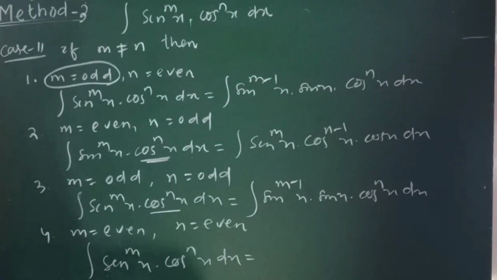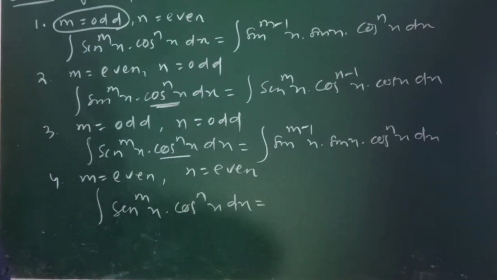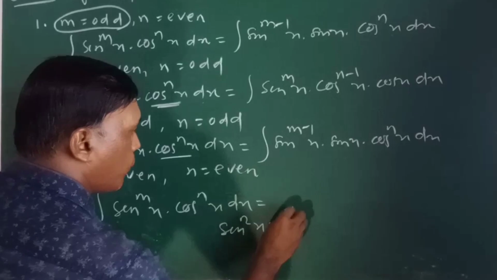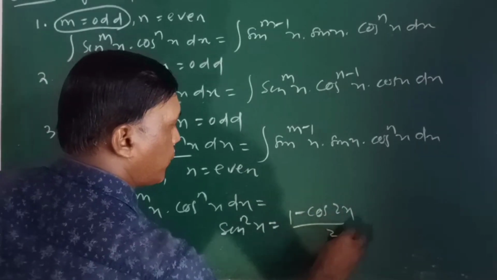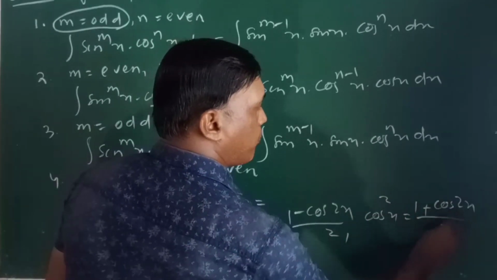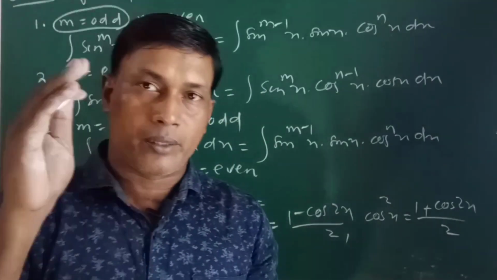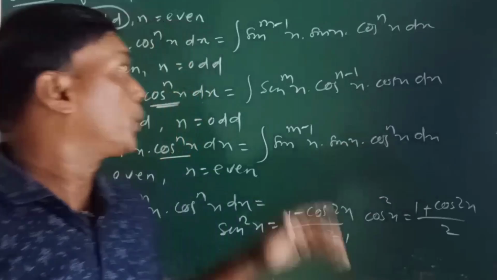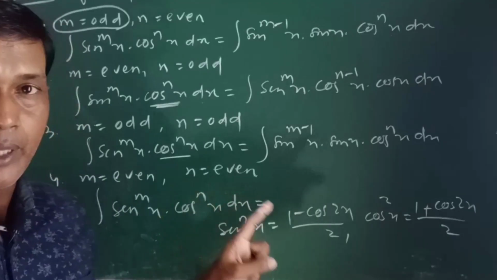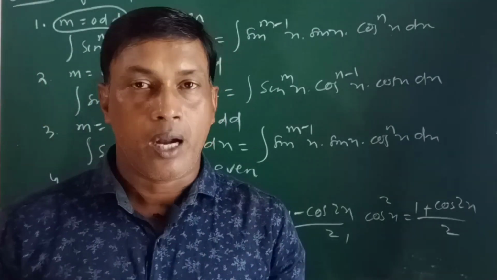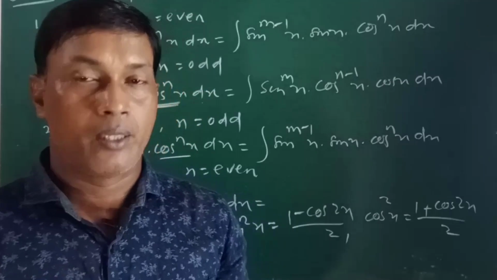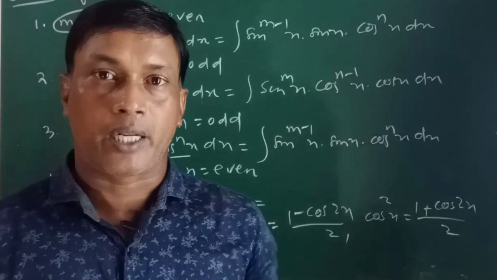And when two are even, then in the last case, if both are even, then in this case you have to write sin square x is equal to 1 minus cos 2x by 2 and cos square x is equal to 1 plus cos 2x by 2, as we have discussed in the sin to the power nx and cos to the power nx. In case of method 2 we have already discussed. So if you have both powers even, then put sin square x equal to 1 minus cos 2x by 2 and cos square x equal to 1 plus cos 2x by 2. So these are the very important tricks to integrate the trigonometric functions.